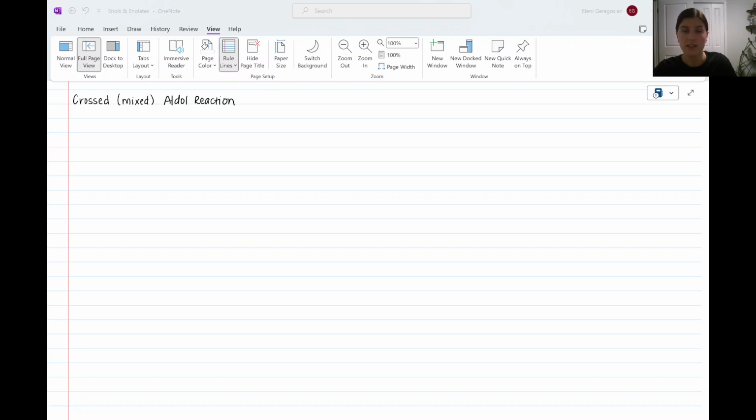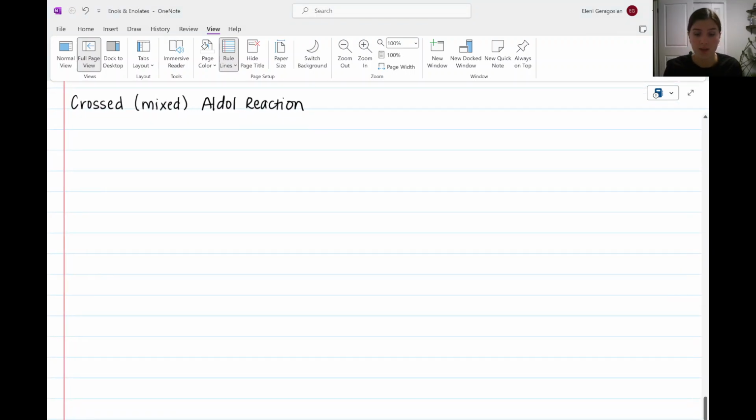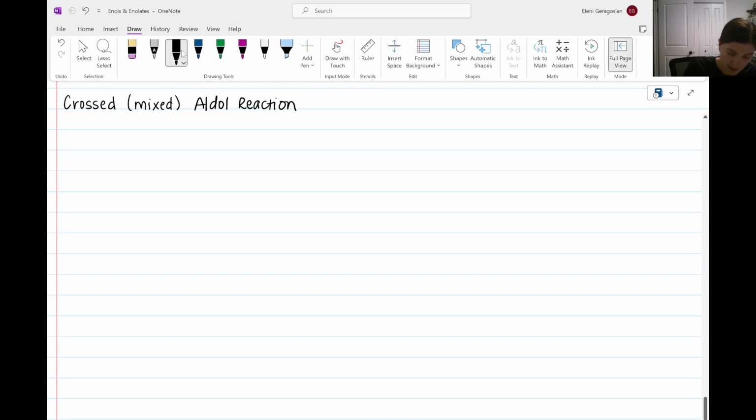So far in these videos, we've seen aldol reactions where there is one carbonyl containing starting material. But it's possible to do an aldol reaction between two different carbonyl containing molecules. So here's an example. If we have something like benzaldehyde and propanol.